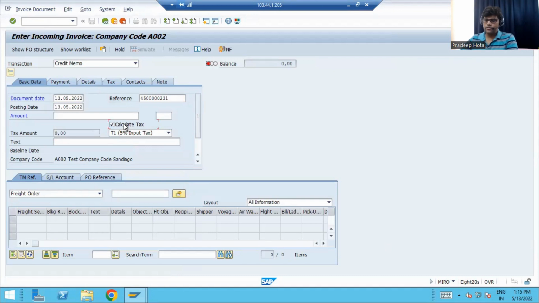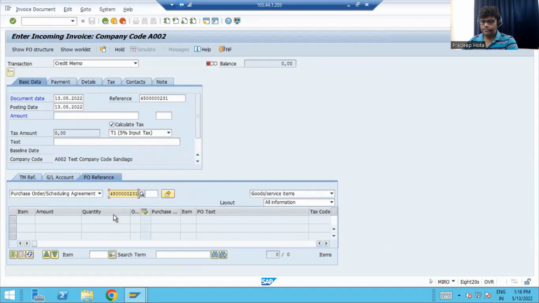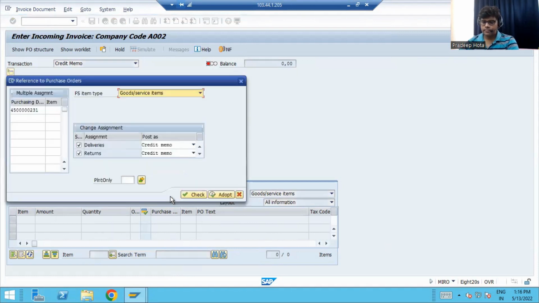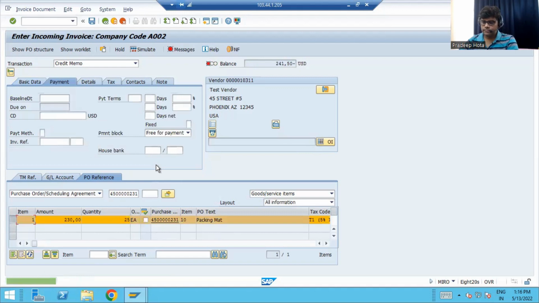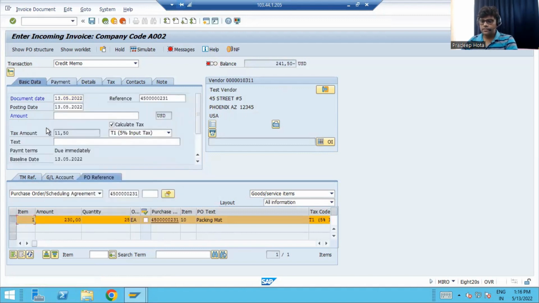Tax is 5%. It is already configured at company code level, so that's why it is coming. As I said, it is wrongly processed by the user as 230 and quantity 25. With tax, baseline data, I'm taking the current rate. So with tax, 11.50 is the tax amount, so the invoice amount is 241.50.